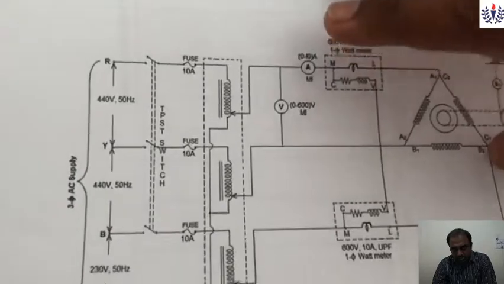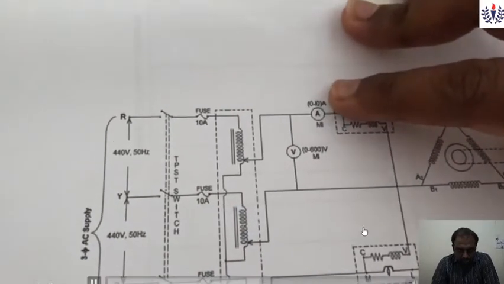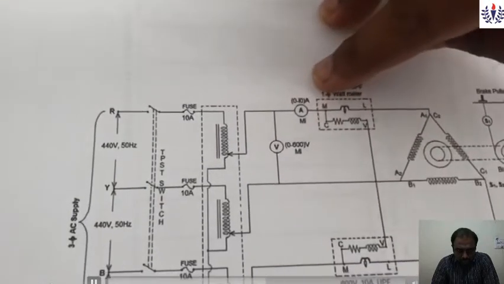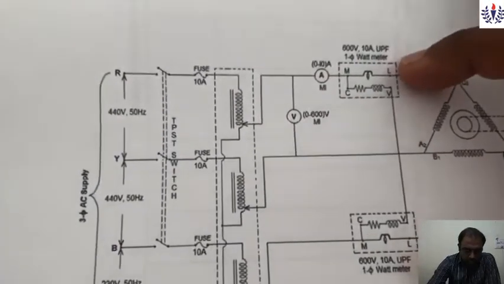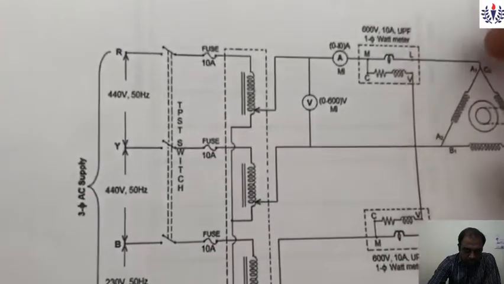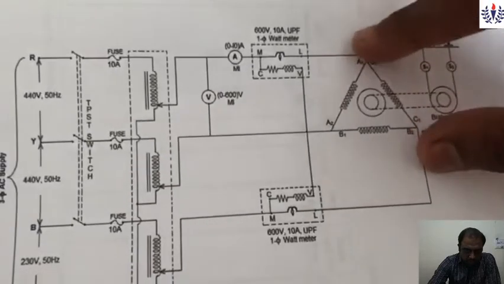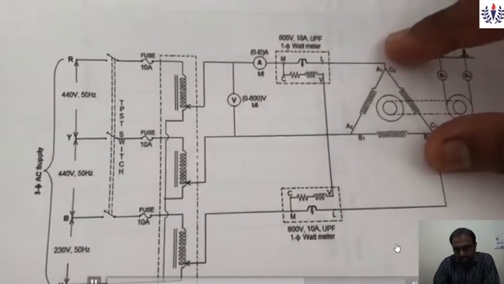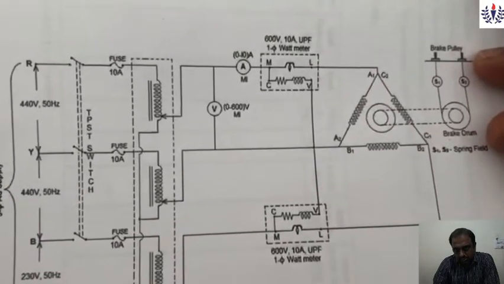The rating of the motor will be 4.5 ampere. It is 1400 rpm, so we are considering 0 to 10 ampere. There are two wattmeters which we are going to use to measure W1 and W2. The motor will be running in delta connection, because we know star is for starting purpose and delta for running purpose. So this is the brake drum which we are going to apply.